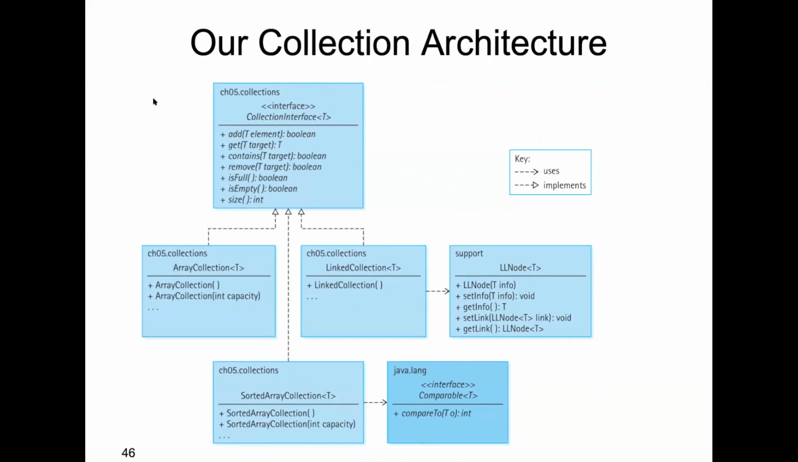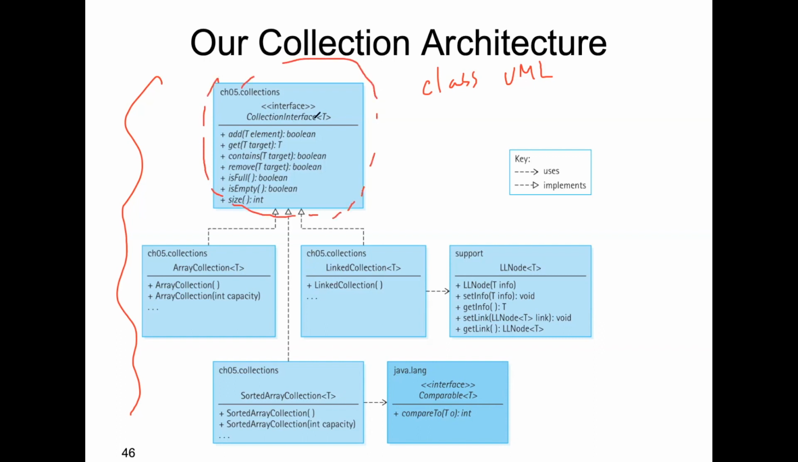This is our high-level class diagram, UML, illustrating all of the components in use in the example so far. On the very top, we have collection interface with the set of transformers and observers. And we have collection in array and collection in linked list implementing it. For the linked collection class, we use a has_a linked list node. And this linked list node has a whole bunch of getters and setters.